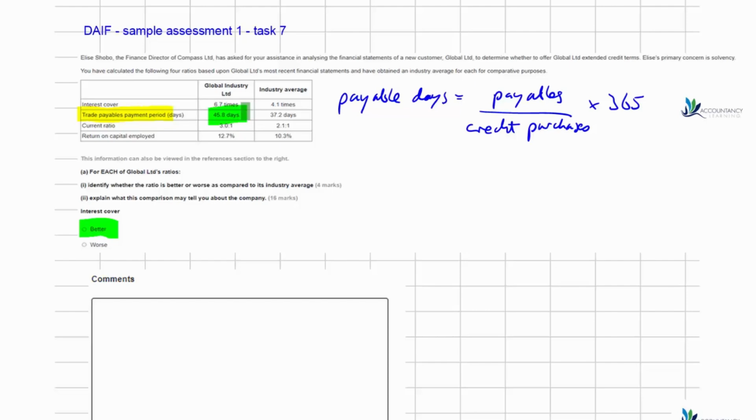Again, arguably that may not be a good thing, but as far as the AAT sample assessment is concerned, it says that this is a better thing. So you should also choose better if this comes up in your assessment.